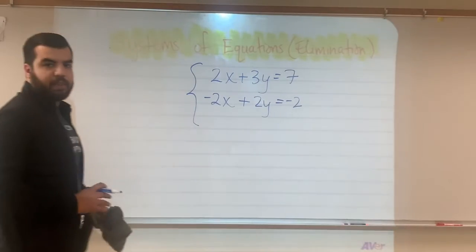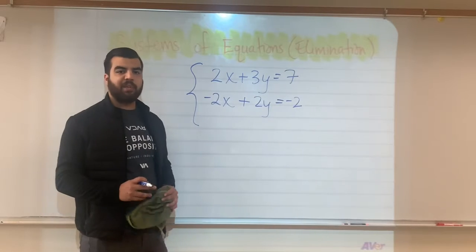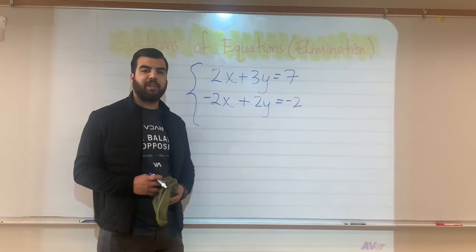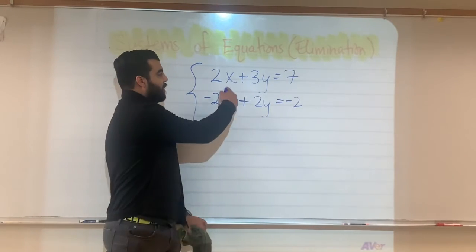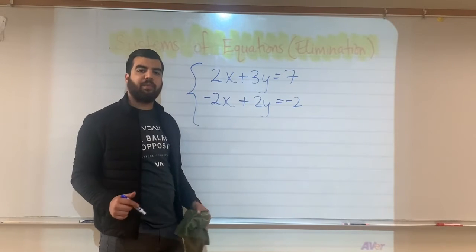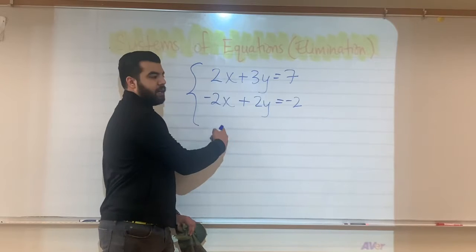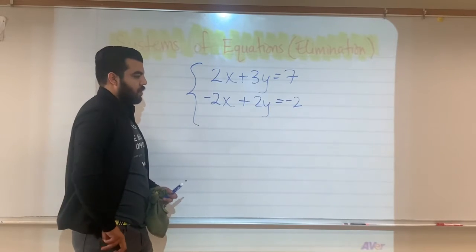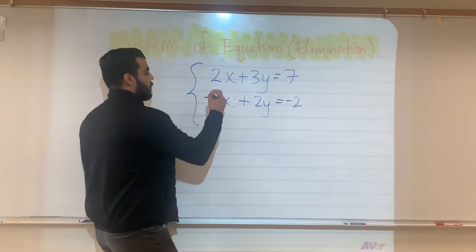So the first step is you look at the problem and you want to see which of the variables you're going to be able to eliminate. Here we notice that we have positive 2 and negative 2. Therefore, the variables that we're going to eliminate first are going to be the x. So therefore, these go away.